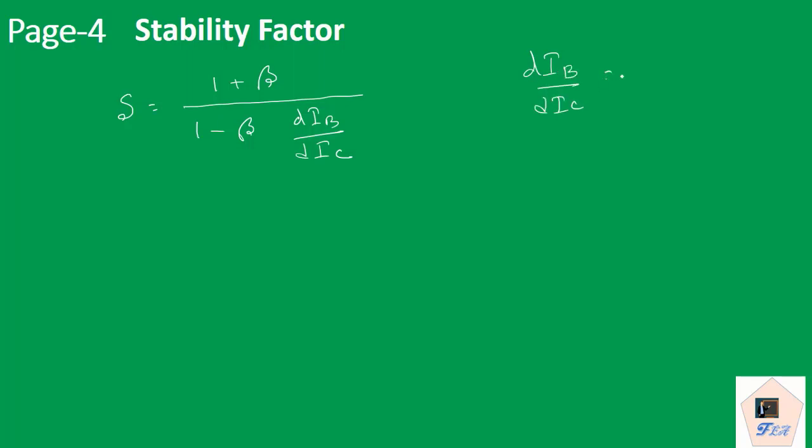Now let us find the stability factor. In an earlier lecture, which, if you have not seen, I will put the link in the description box, please go through that. There we derived this relation: stability factor S equals 1 plus beta divided by 1 minus beta dIB by dIC. Now interestingly, in the fixed bias method, IB is independent of IC, so we can write dIB by dIC for fixed bias as 0.